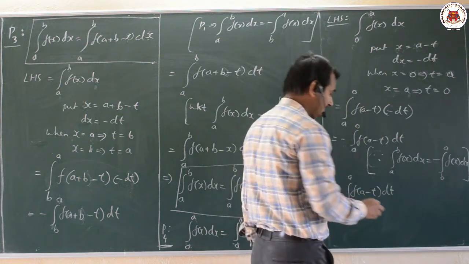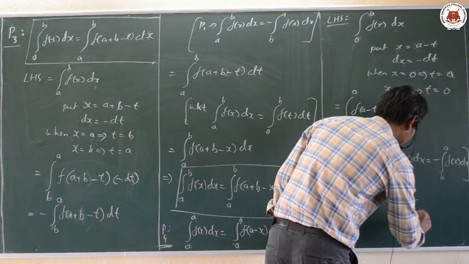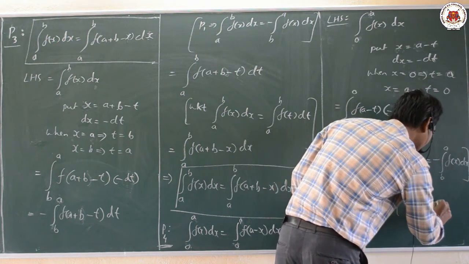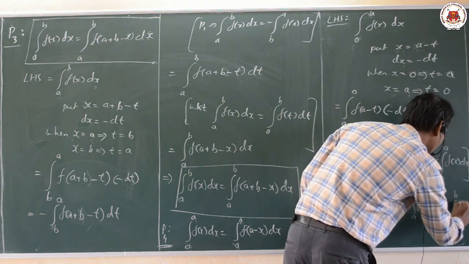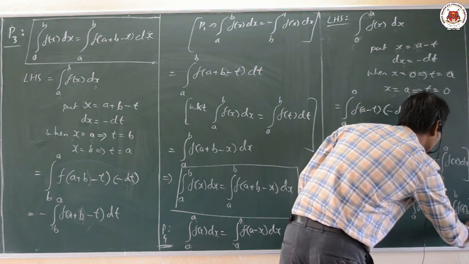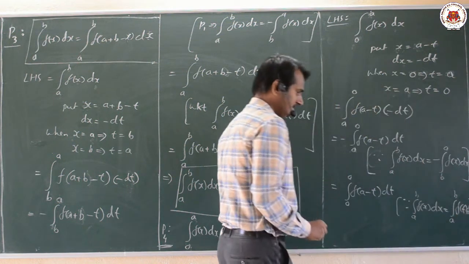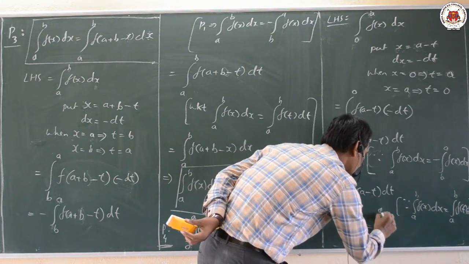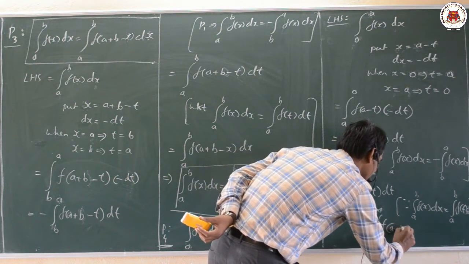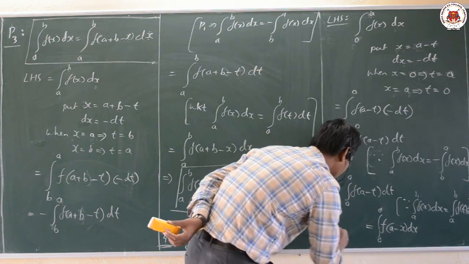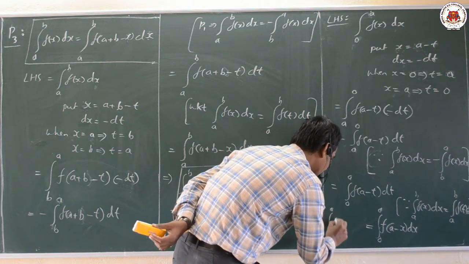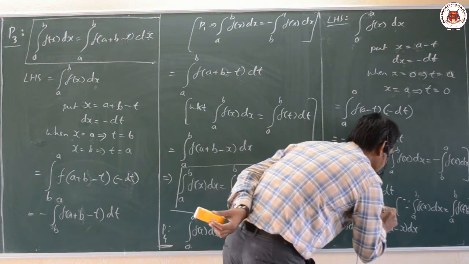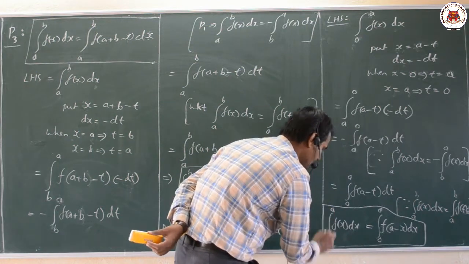Now again, one more property we are having: the integral from a to b of f of x dx, I can write as the integral from a to b of f of t dt. That also I can write here. Now here t to x I will change, that is nothing but the integral from 0 to a of f of a minus x dx. What it is, integral from 0 to a of f of x dx. That is your required result.